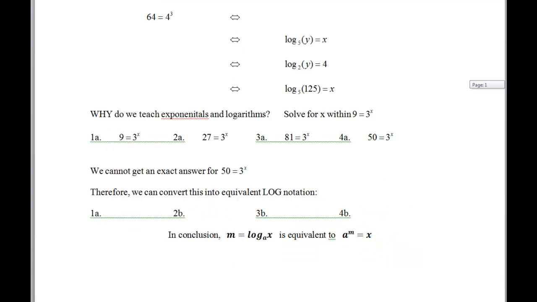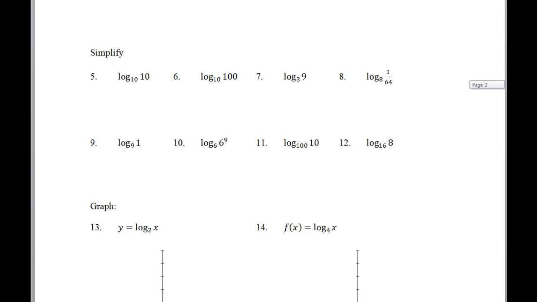We're going to do a couple of simplifying problems, and this deals with that equation, and I think it's probably best if you write down a couple things here, because when they ask you to simplify, this is really what the question is asking. What power of 10 gives me 10? What power of 10 gives me 10? And the answer there is 1.